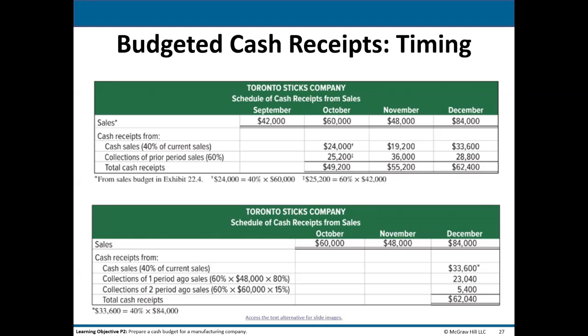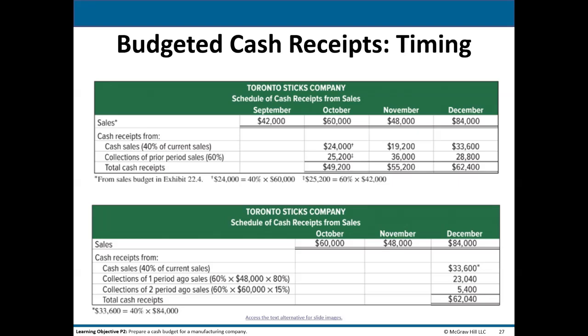So now let's consider the timing of collection when the credit sales are received across several periods, which is more realistic. When credit sales take several periods to collect, the collections from prior periods reflect the multi-period collection pattern. For example, if TSC collects credit sales over 2 months, such as 80% of credit sales in the first month after the sale and 20% of credit sales in the second month after the sale, then the cash sales remain at 40% of the current sales. Then the budgeted cash receipts for December are shown here.